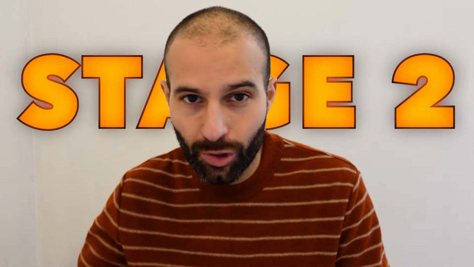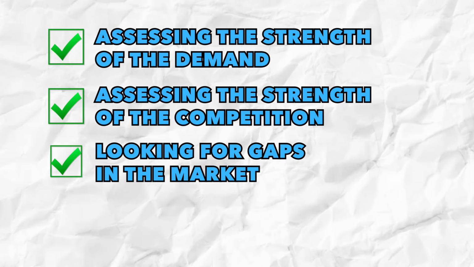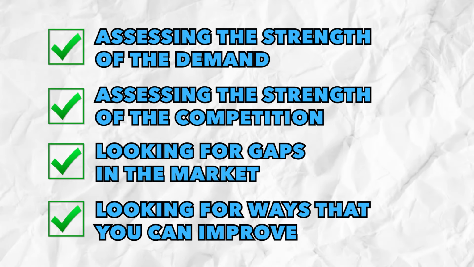Once you've gone through all of those 5 methods, you should have a really healthy long list of product ideas. But like I said earlier in the video, this is just stage 1, which is coming up with individual product ideas. What you then need to do is take each of those product ideas to stage 2, which is actually assessing the market as a whole. So assessing the strength of the demand, the strength of the competition, looking for gaps in the market, and looking for ways that you can improve, to decide whether that's actually a product you want to move forward with.